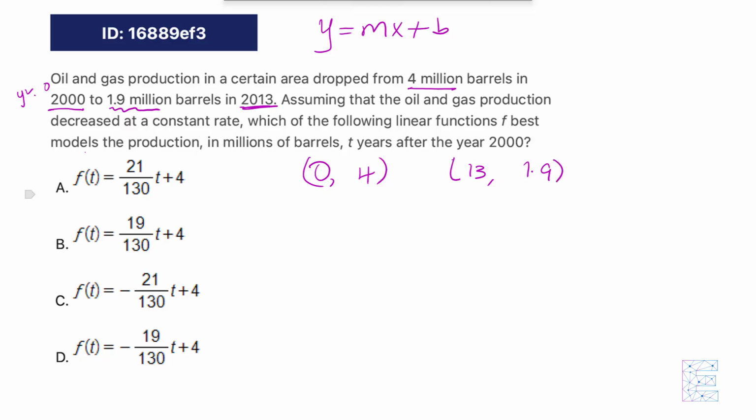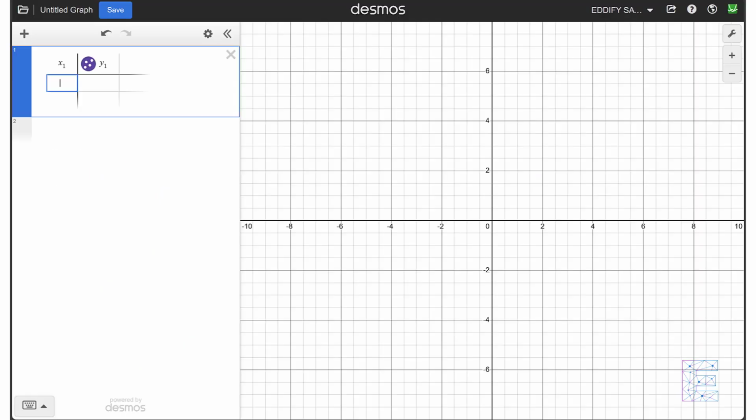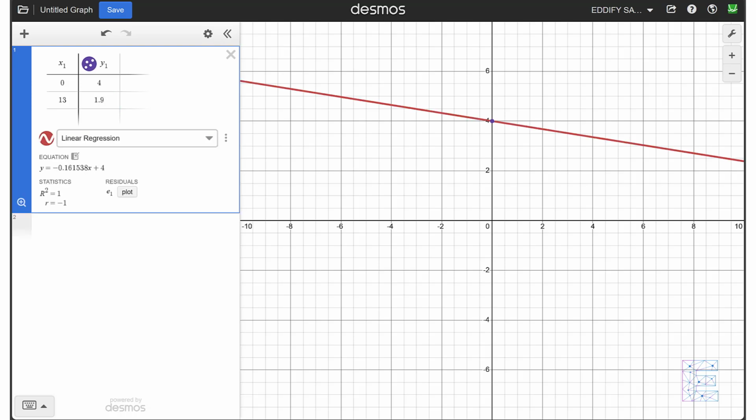Let's head over to Desmos and do a linear regression, and then we can come back and find the correct answer. So type in the word table, and it'll bring this table up in Desmos. The first point was 0, 4, and the second point was 13, 1.9. Then you're going to click on the regression symbol here, and it brings up the regression line. You can already see we have our equation right in this space. So I'm going to copy this. So we can see that our equation is right here, given to us.